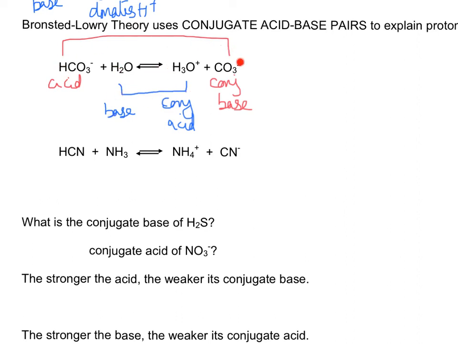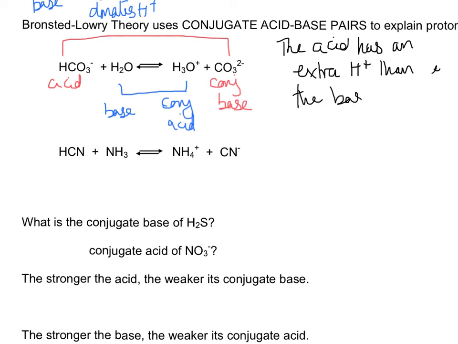So the acid and its conjugate base, or the base and its conjugate acid, they look exactly the same, except the acid in the pair, where it's the real acid or the conjugate acid, has an extra H plus. Let's write that down. The acid has an extra H plus than the base in a pair.